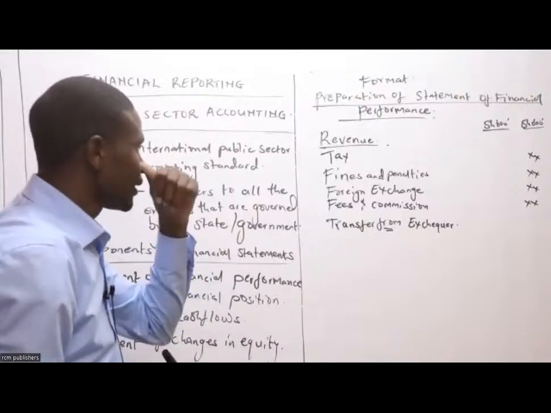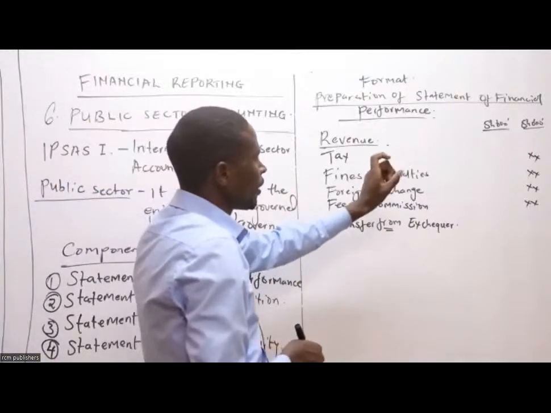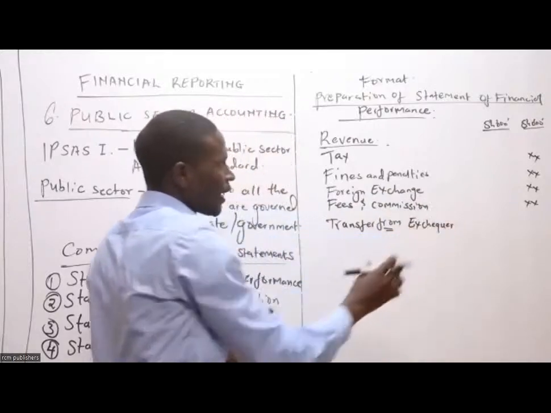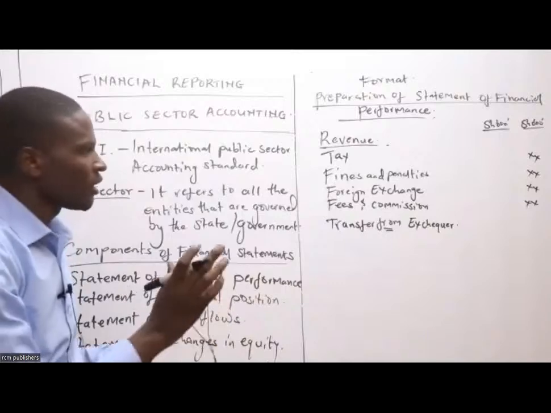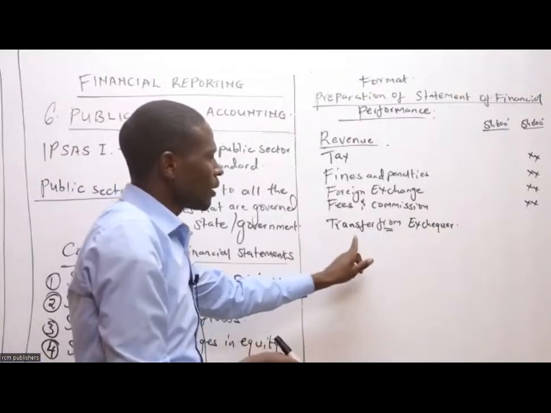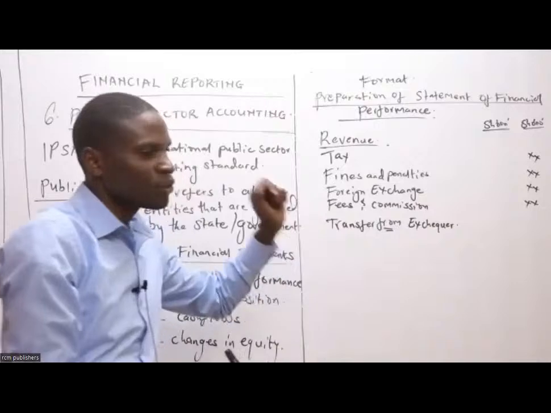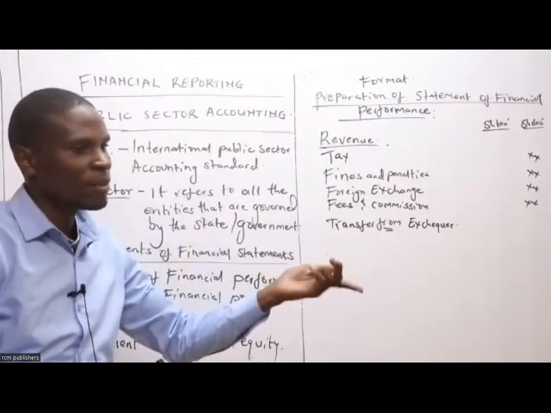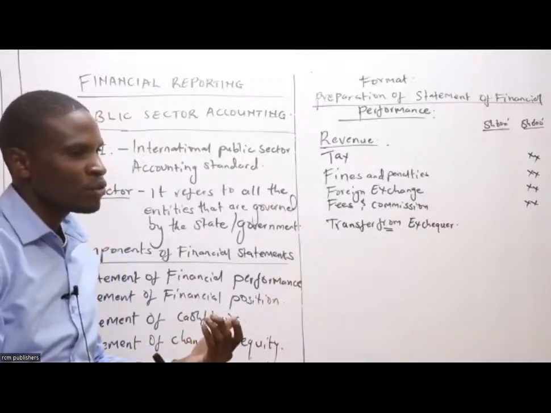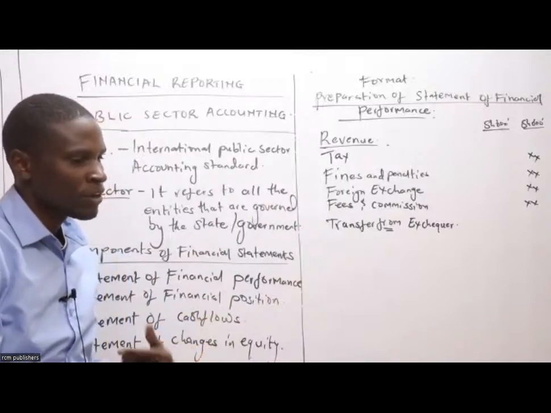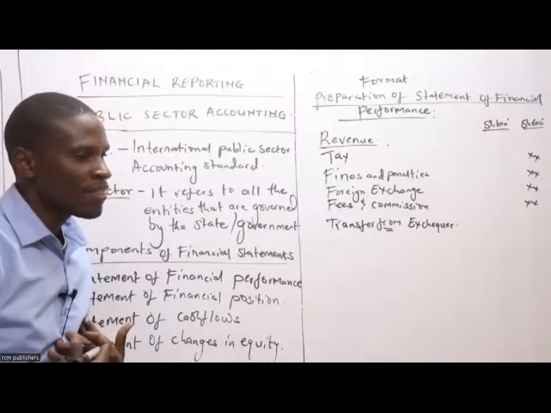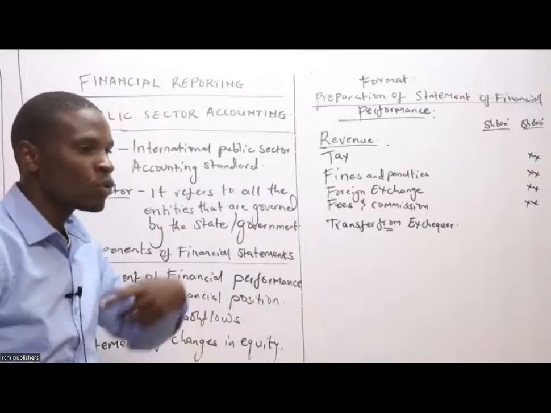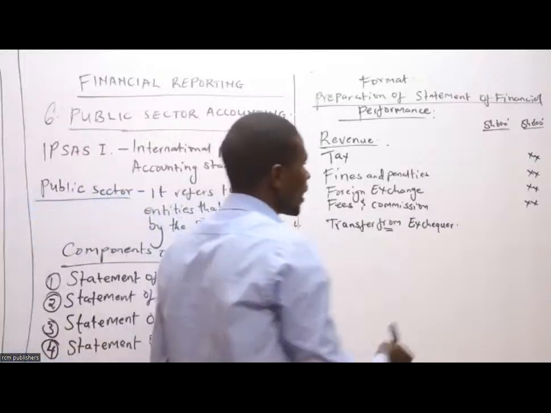So find a highlighter to highlight the important key points. Like now, transfer from exchequer, it's a revenue. What if we say transfer to exchequer or to other ministries? Transfer to other ministry, will it be a revenue or an expenditure? We are the one transferring. So that means we maybe obtained a service or a good. So we are paying, so it will be an expense.